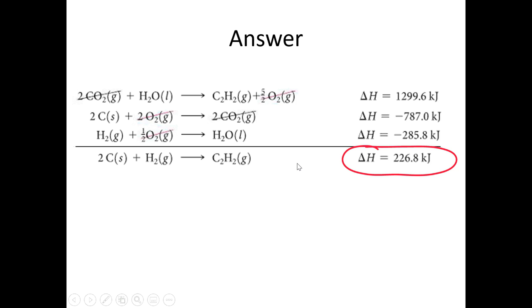All right, so those are 3 examples of Hess's law. So hopefully that helps you see what this process looks like, and then send me a message if you have any questions.